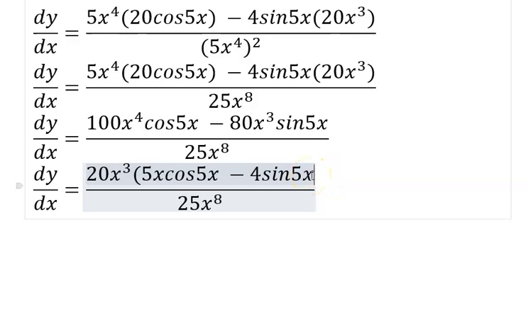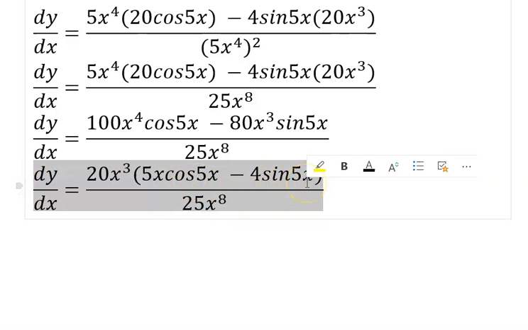Awesome. Beautiful. Because if you open up this bracket, you will still get this. You say 20x cubed times 5x, you get 100x to the power 4 cos 5x, that is here. 20x cubed times 4 will give you 80x cubed. You now have sine 5x all over 25x raised to power 8. Beautiful. So with this, let's see what we can do again.